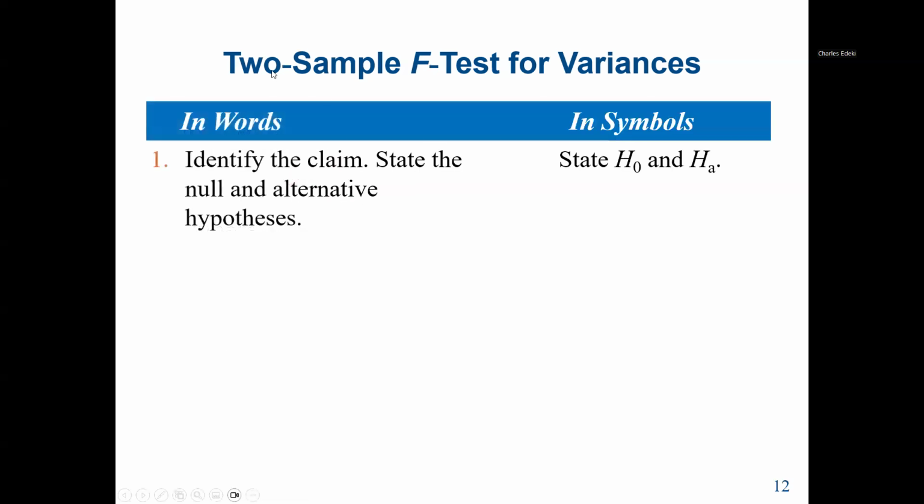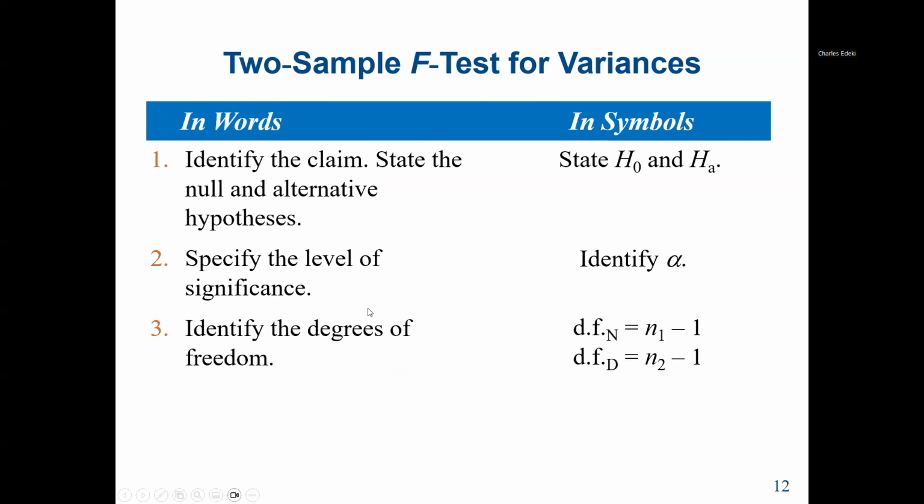So now let's follow the steps for hypothesis testing. As usual, we start by stating H0 and HA. H0 is always our claim, so we identify the claim, then we state the null and alternative hypotheses. Then we identify alpha, or specify the level of significance. Then we identify the degrees of freedom. In this case, we have the degrees of freedom for the numerator and the denominator, which will be N1 minus 1 and N2 minus 1.